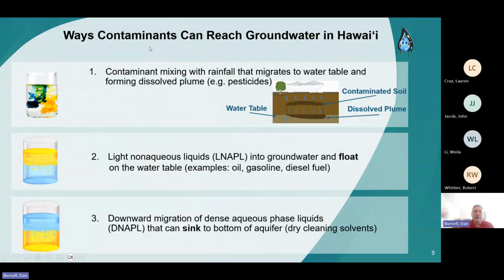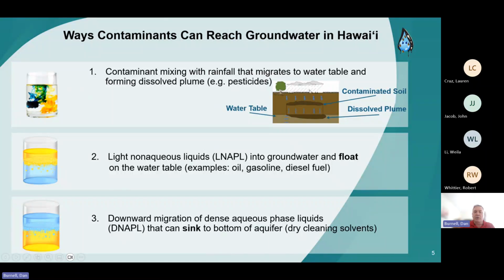Now let's talk more carefully about some of the ways that contaminants can reach groundwater in Hawaii. We'll give an overview here, and then we'll look at each of these a little more in detail later. One way that contaminants can reach groundwater, if the water table is deep, for example, is that contaminants can be released at land surface. They can migrate down, and pesticides like to stick to the soils, and other contaminants too can be trapped in the soils.